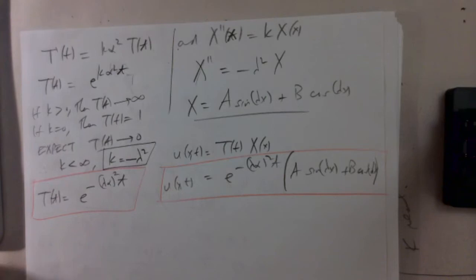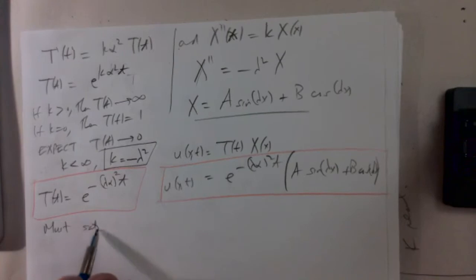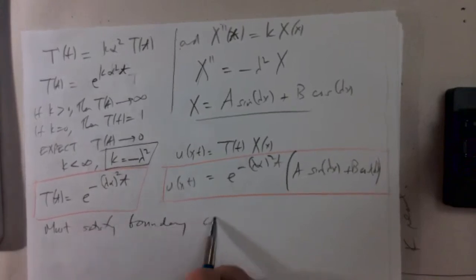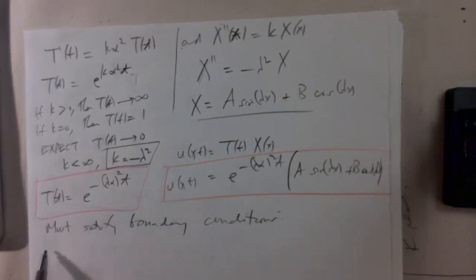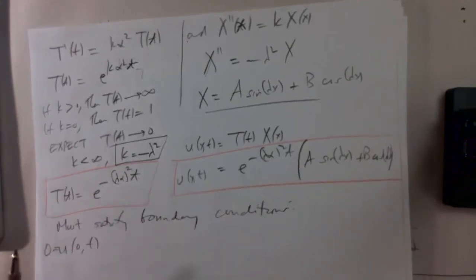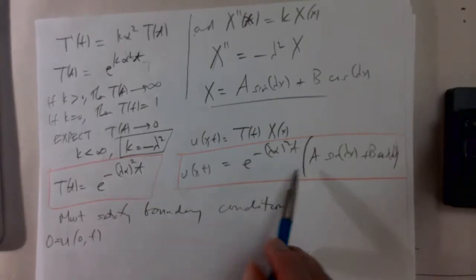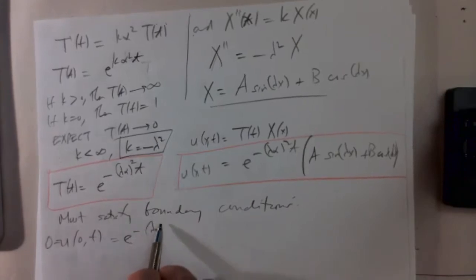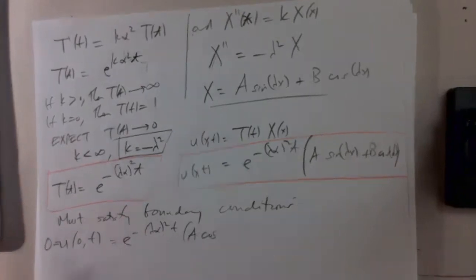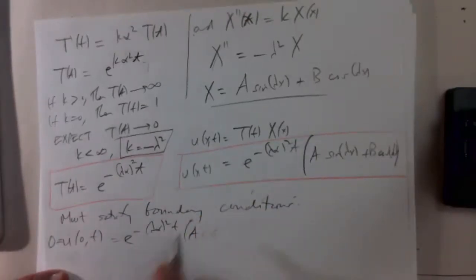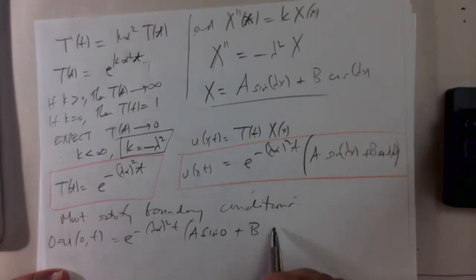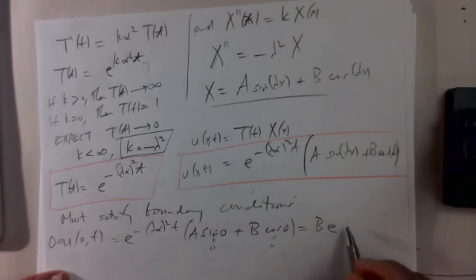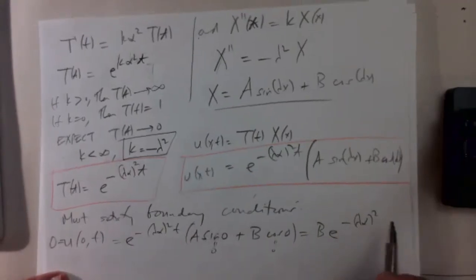Questions about this? Okay. But we must also satisfy the boundary condition. So we have to satisfy that u of 0, t equals 0. Now, what happens when you plug in x equals 0? You get e to the minus lambda squared alpha squared t times a sine of 0 plus b cosine of 0. Sine 0 is 0 and cosine 0 equals 1. So this is b e to the minus lambda squared alpha squared t.